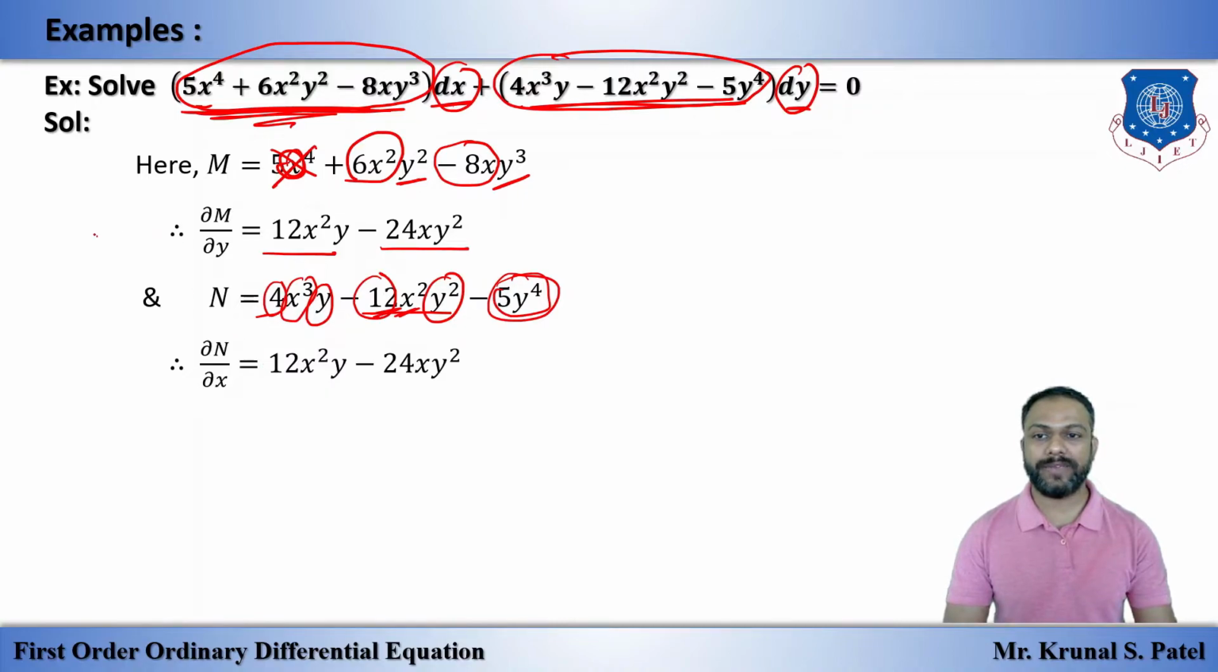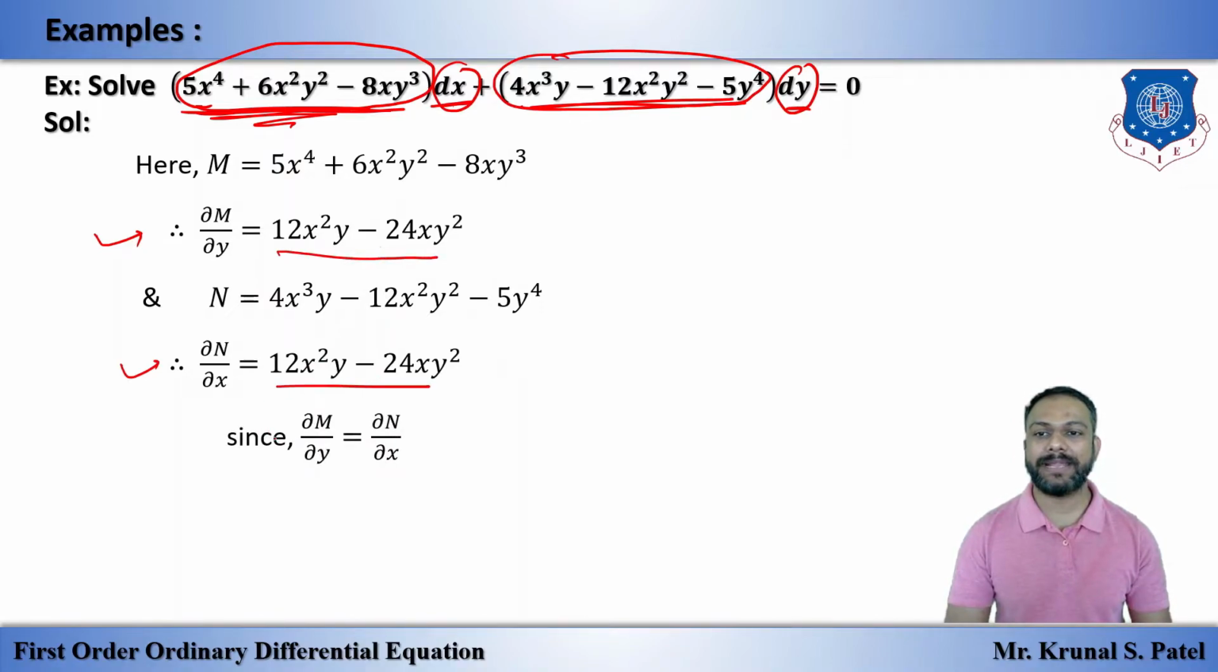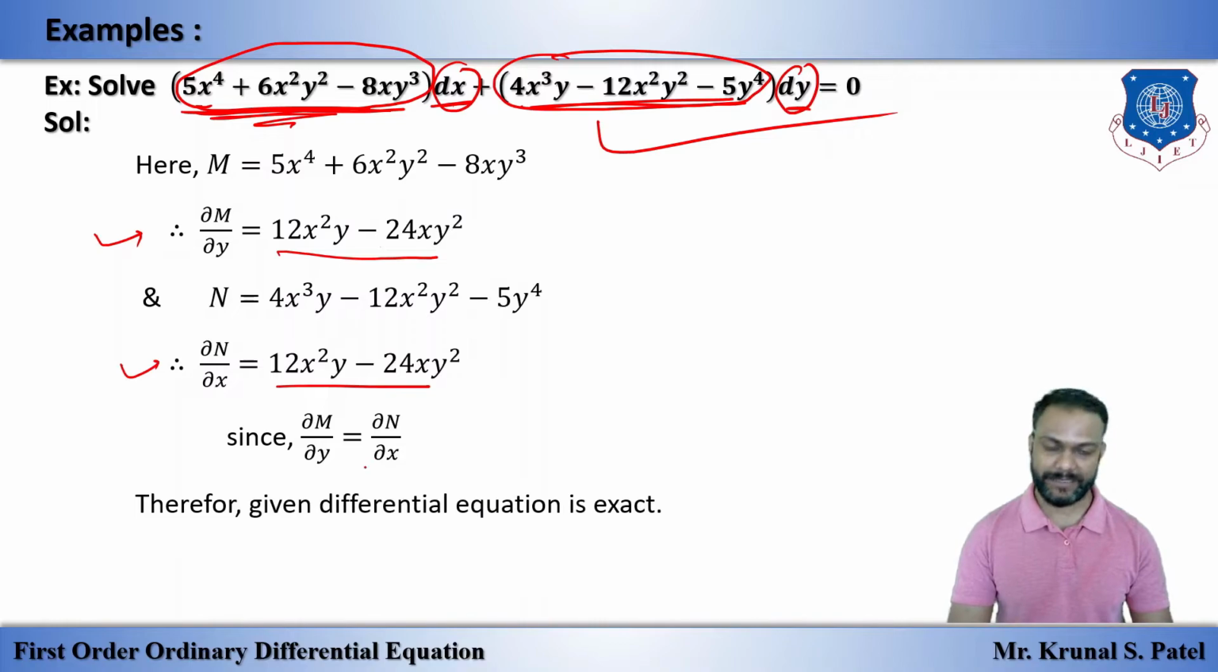So now here we have two values, del m by del y and del n by del x. We just have to compare the answers of these two. So we can see that both are the same. That means del m by del y is equal to del n by del x. That means the given differential equation is exact.